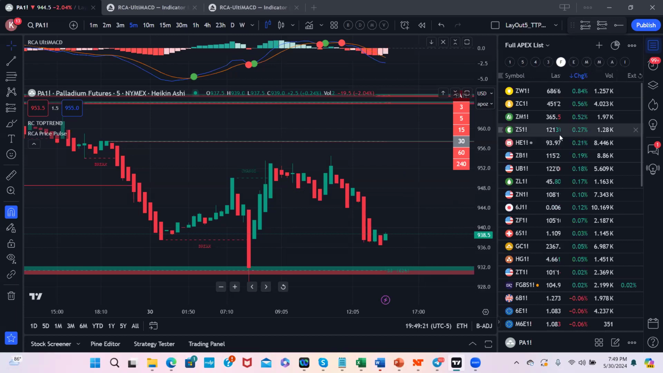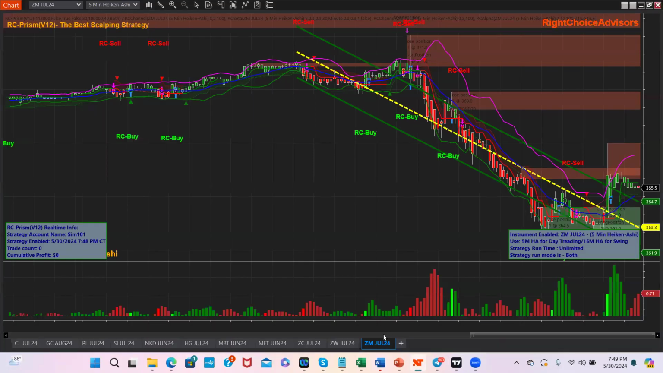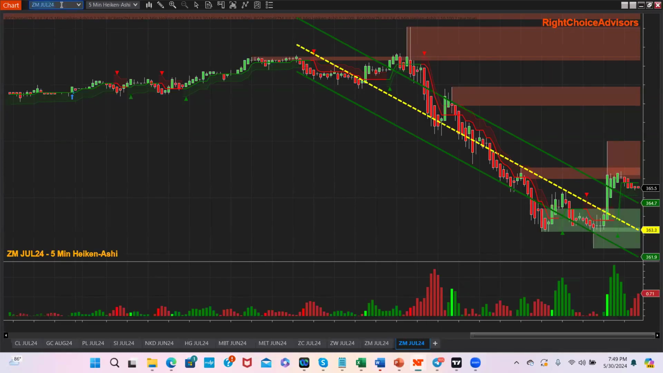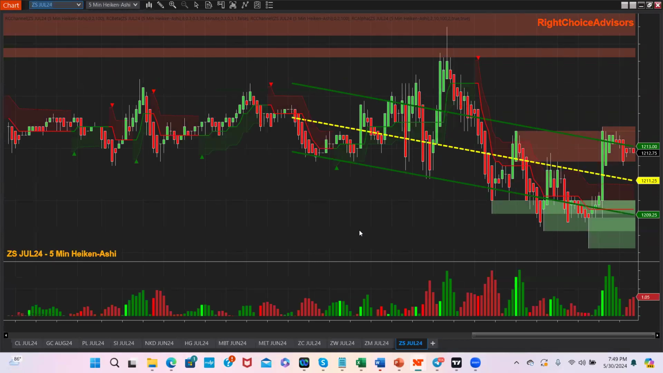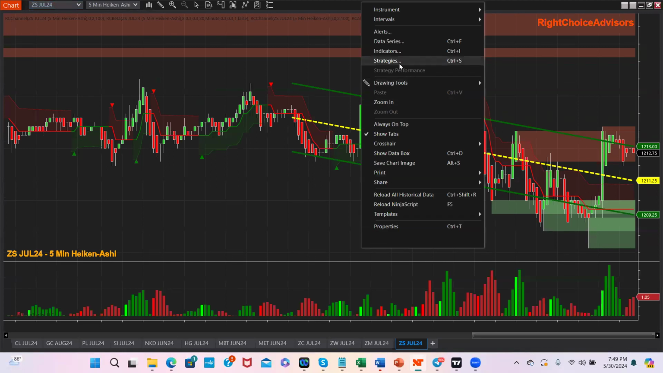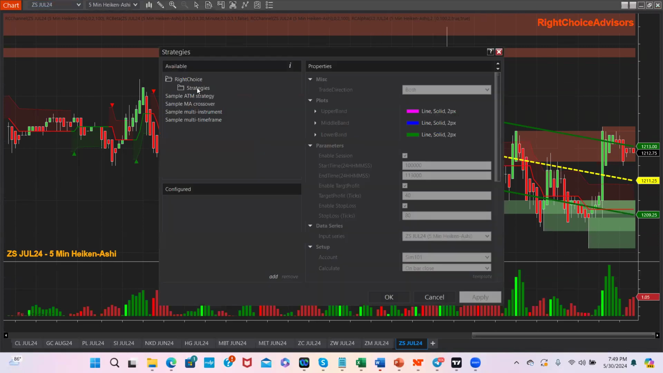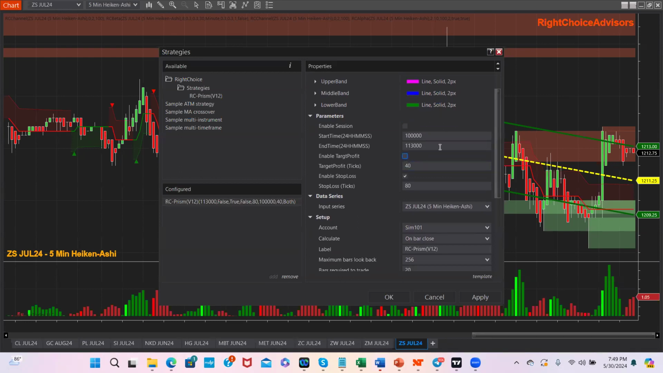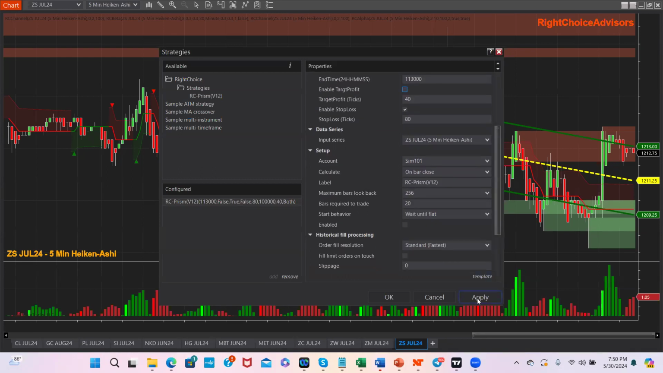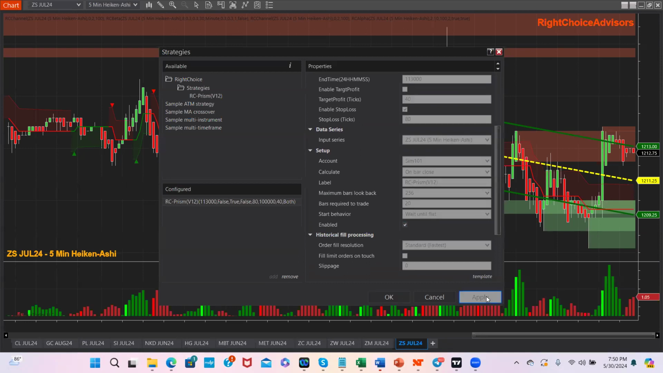ZW, ZC, ZM, ZS. Right, once I identify the tickers, my second step is to come and enable, add our RC indicators, and then add the RC Prism strategy on a sim account instead of directly taking it. Then we are just adding it here and enabling the strategy.